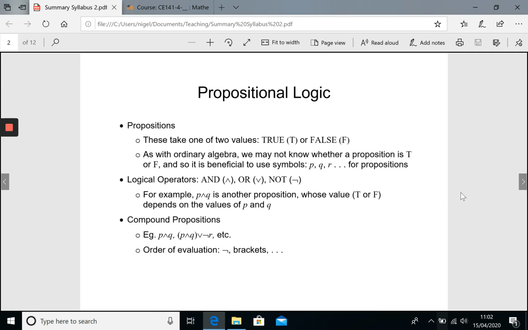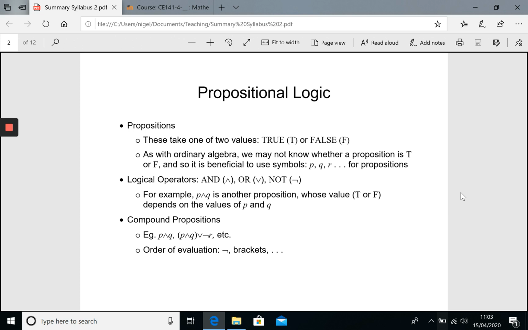First of all, in propositional logic, we were looking at the idea of a proposition, which is just something which is either true or false. As with numerical algebra, it's useful to use symbols for unknown variables with unknown values, and I was using small lowercase p, q, r and so forth for propositions.